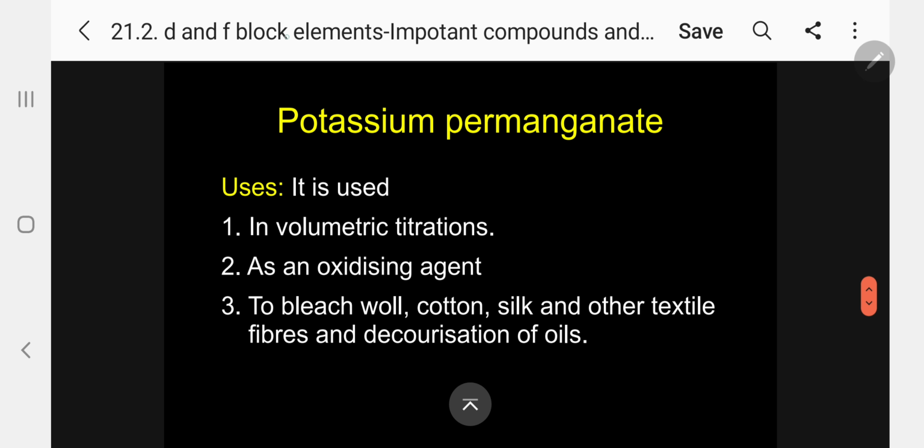It is used in volumetric titrations. In permanganometry, potassium permanganate is normally taken in the burette, where it acts as an internal indicator. No indicator is necessary whenever you use potassium permanganate. It is a powerful oxidizing agent, as we have discussed, in acid medium, neutral medium and basic medium. It is used to bleach wool, cotton, silk and other textile fibers, and for decolorization of oil.